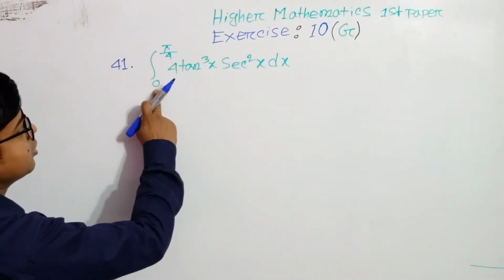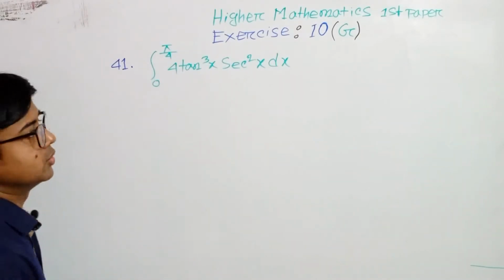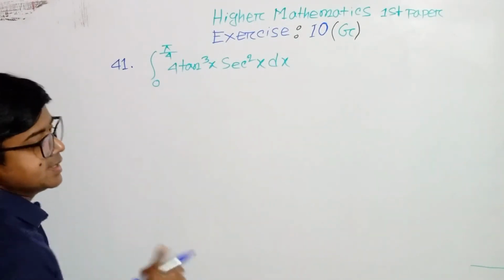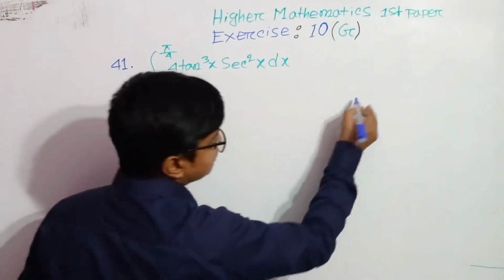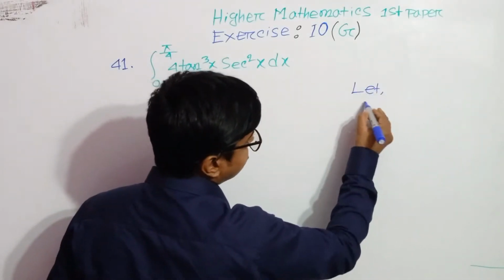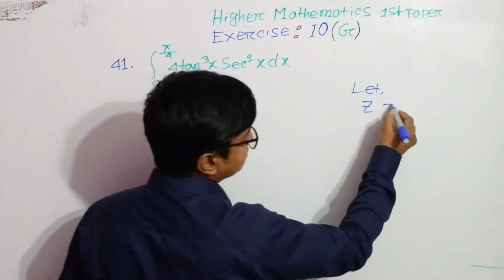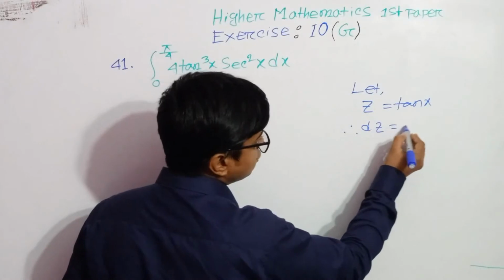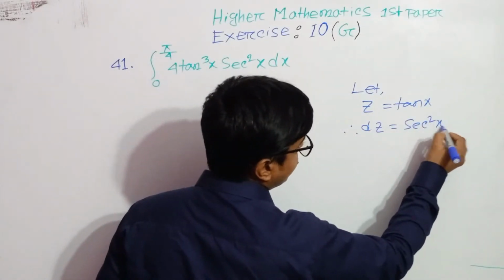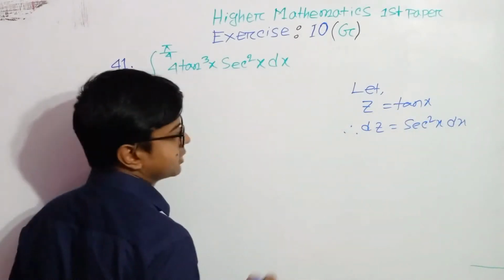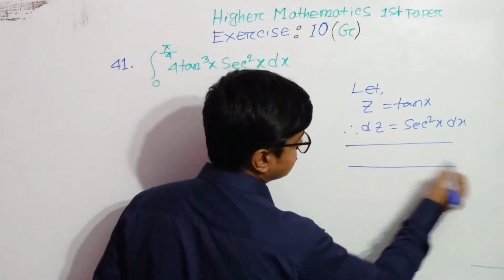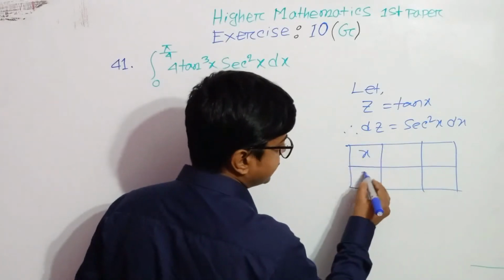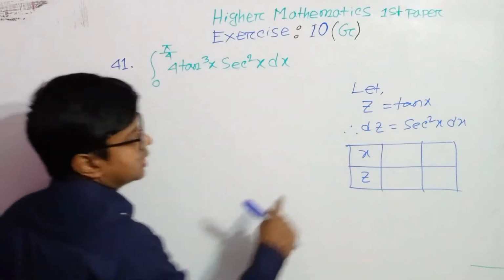Here, lower limit 0 and upper limit pi by 4. And we all know that the derivative of tan x is sec square x. So, let z equal to tan x. Therefore, dz equals sec square x dx. And here, x and z. Look at this.